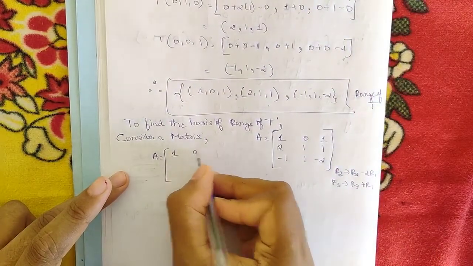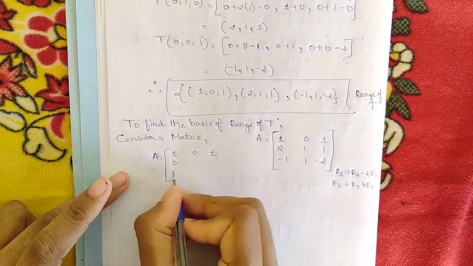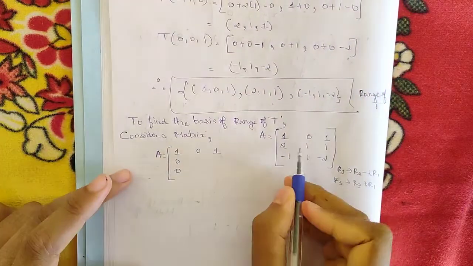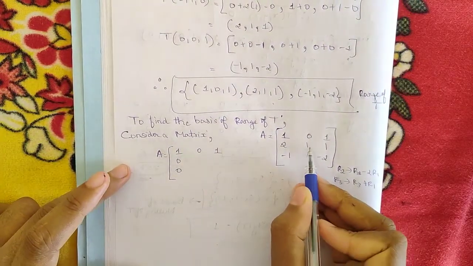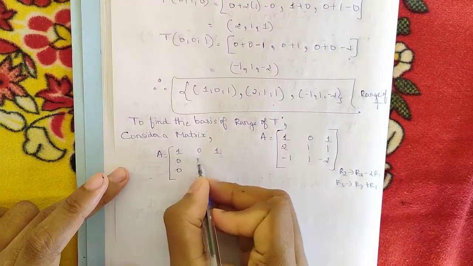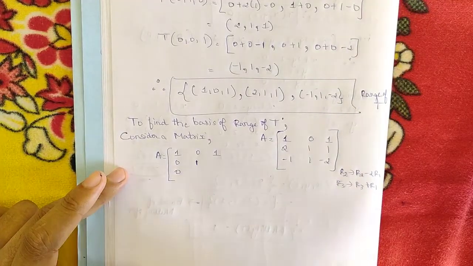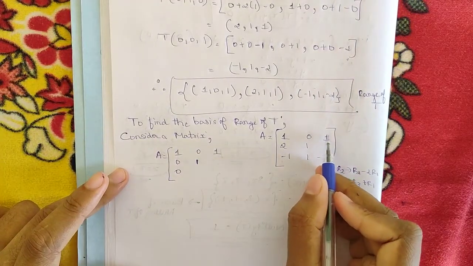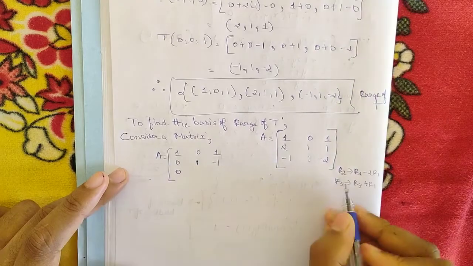First row as it is: 1, 0, 1. These two elements should be 0. And here now R2 minus 2R1. 1 minus 2 into 0, that is 1 itself. So 1 minus 2 into 1, that is 2. So 1 minus 2 is minus 1.